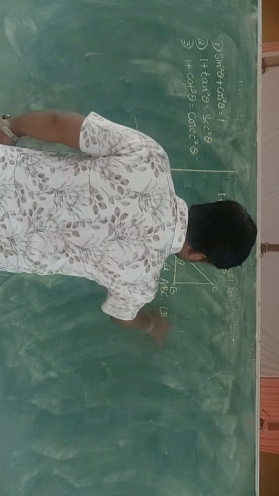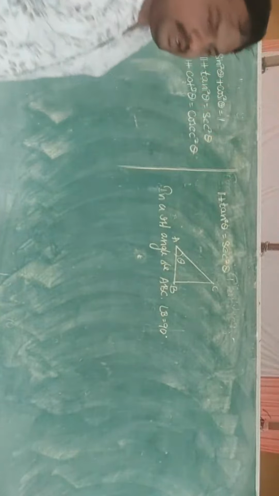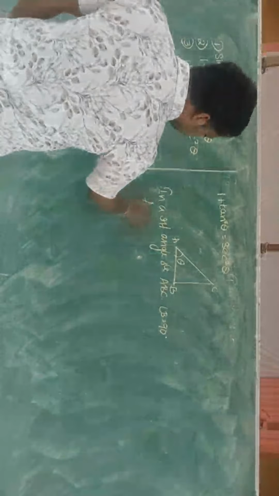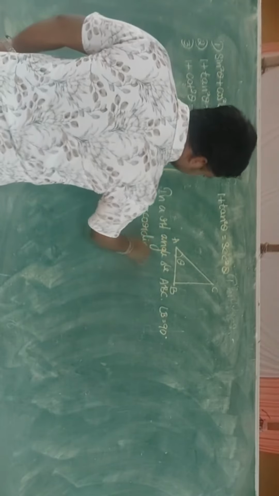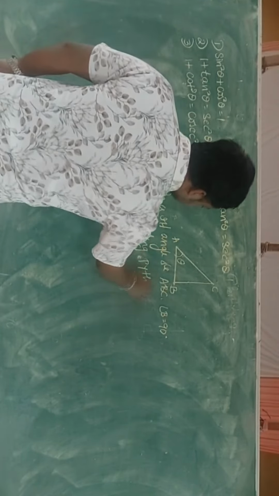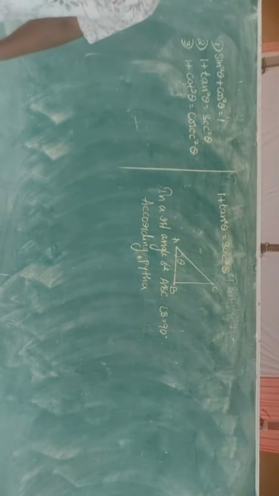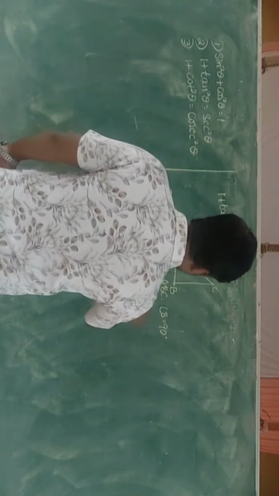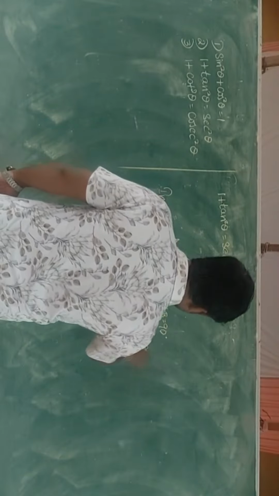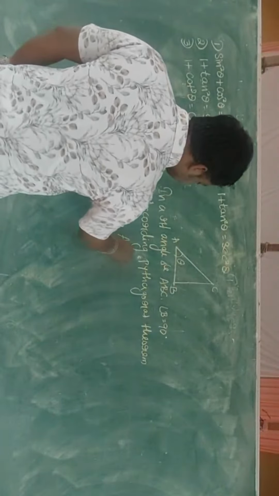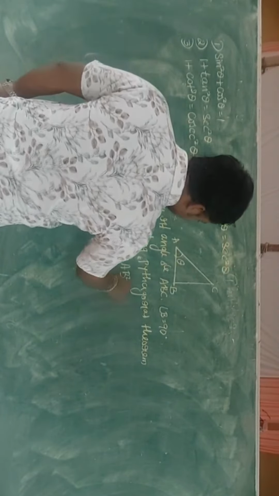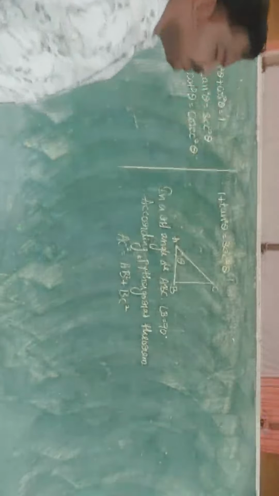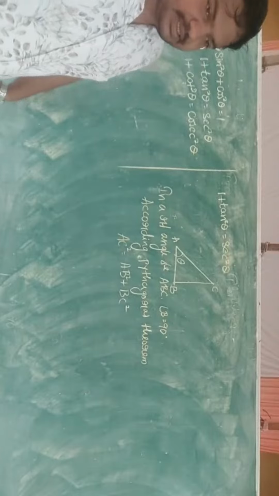So in right angle triangle ABC, angle B is equal to 90 degrees. According to Pythagoras theorem, how many of you have proved this one? Boys, very few. According to Pythagoras theorem, in any right angle triangle, the square of the hypotenuse is equal to the sum of squares of the other two sides. AC square is equal to AB square plus BC square. Correct?